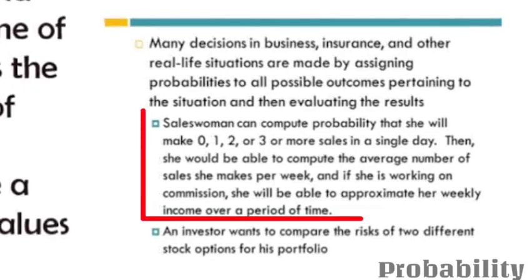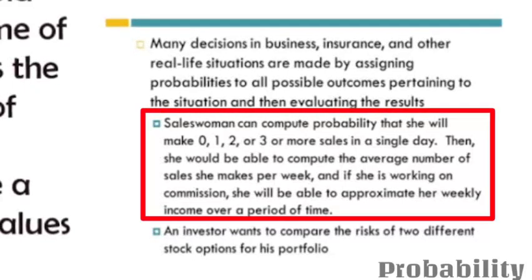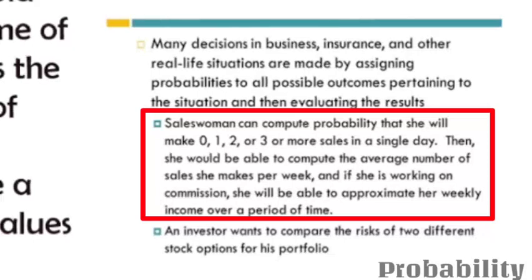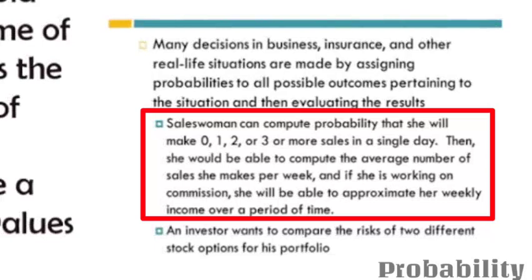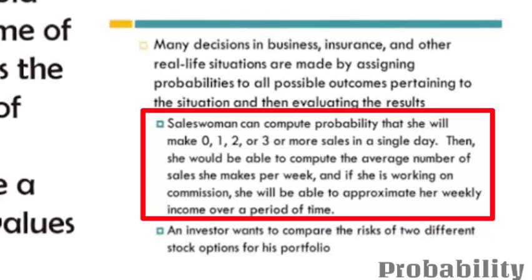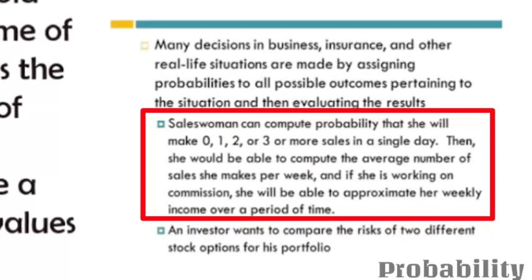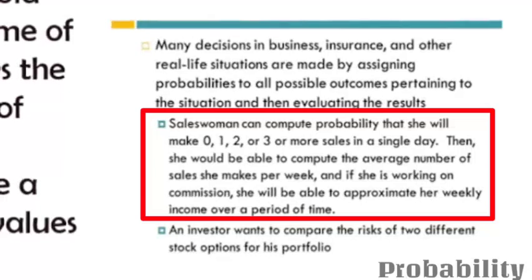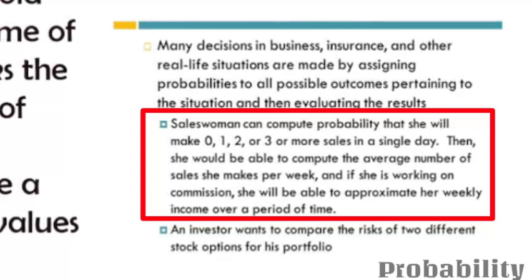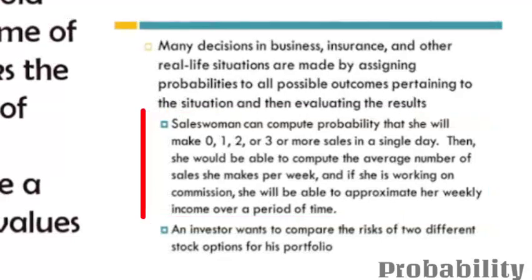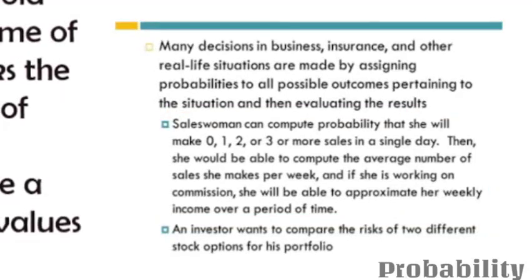For example, a saleswoman can compute the probability that she will make 0, 1, 2, 3 or more sales in a single day. Then she would be able to compute the average number of sales she can make per week, and if she's working on commission, she can calculate how much weekly income she will be getting over time, based on the probability.